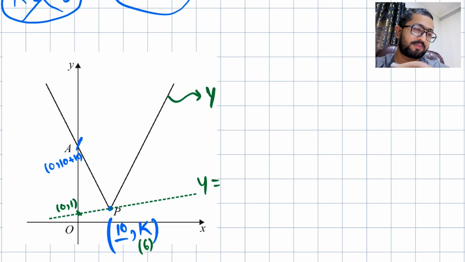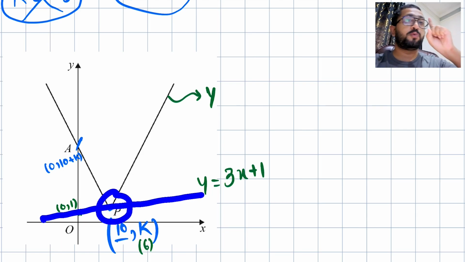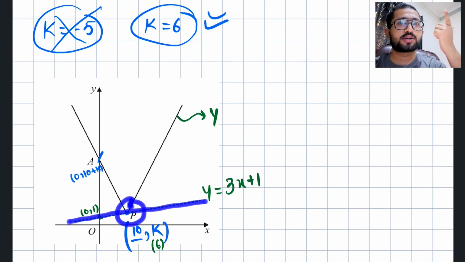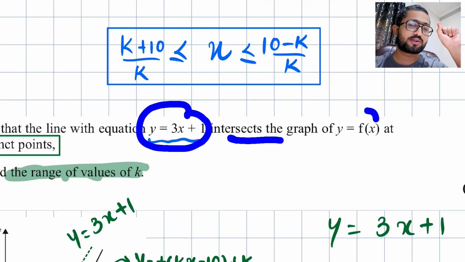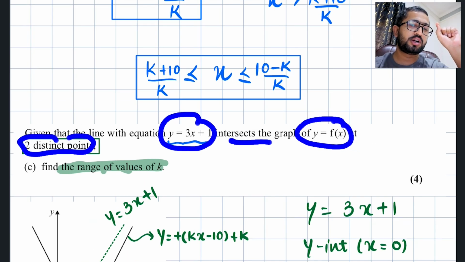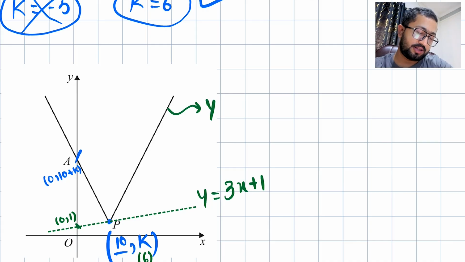If I make a graph of y equals 3x plus 1 like this, it will always intersect at only one point. But what is the question? The question is, this graph should intersect the graph at how many points? Two distinct points. That is only possible if the y coordinate of the turning point will be less than 6.